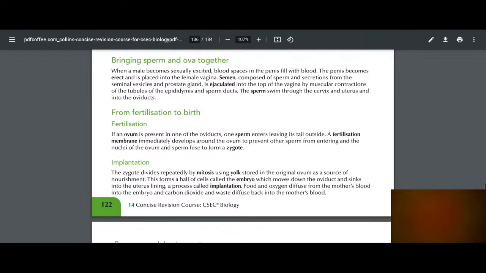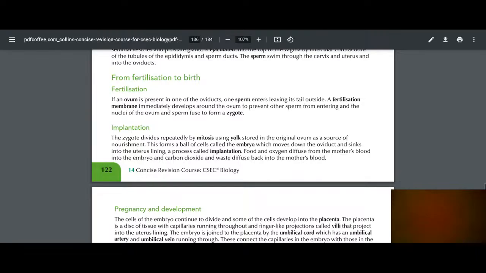And then we have something called from fertilization to birth. What happens? If an ovum is present in one of the oviducts, one sperm enters, leaving its tail outside. A fertilization membrane immediately develops around the ovum to prevent other sperm from entering, and the nuclei of the ovum and sperm fuse to form a zygote.